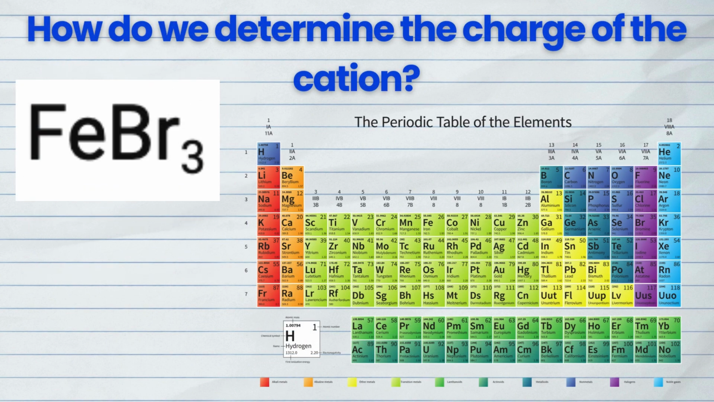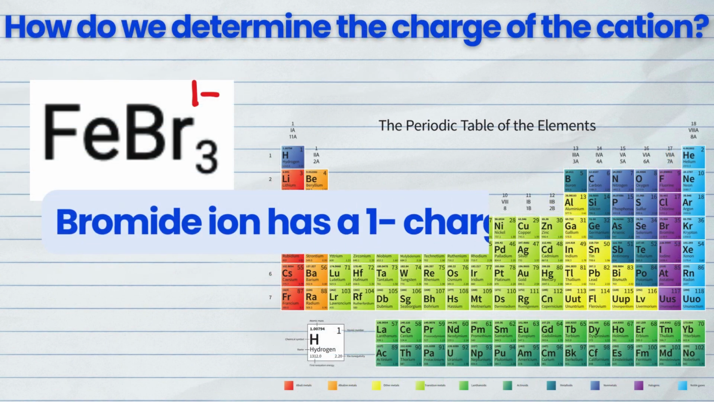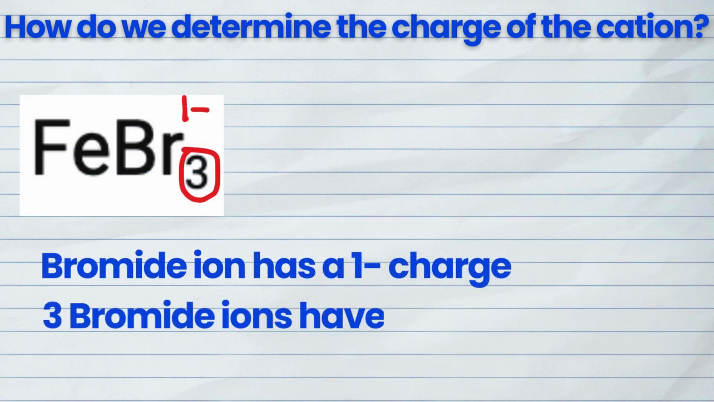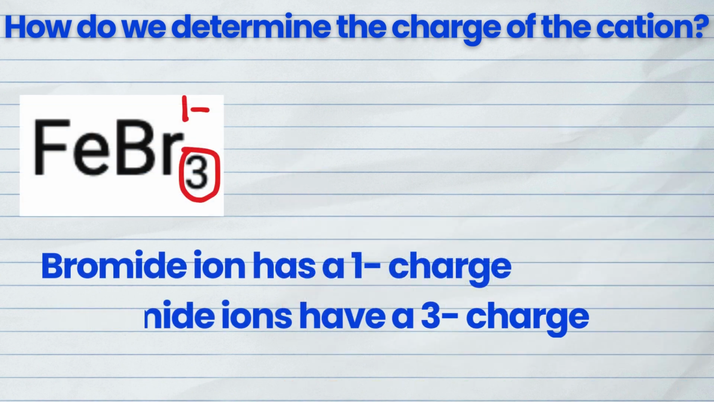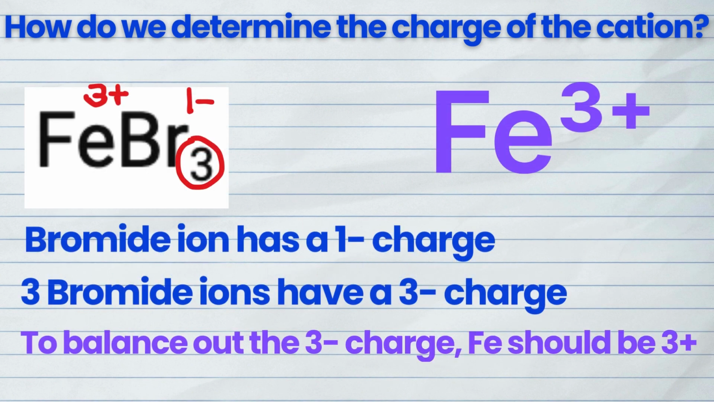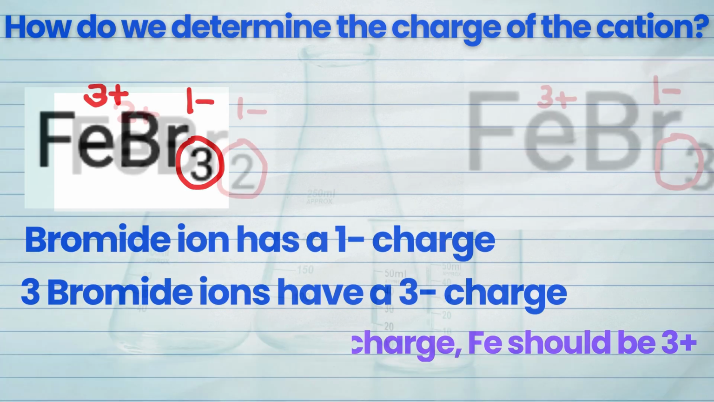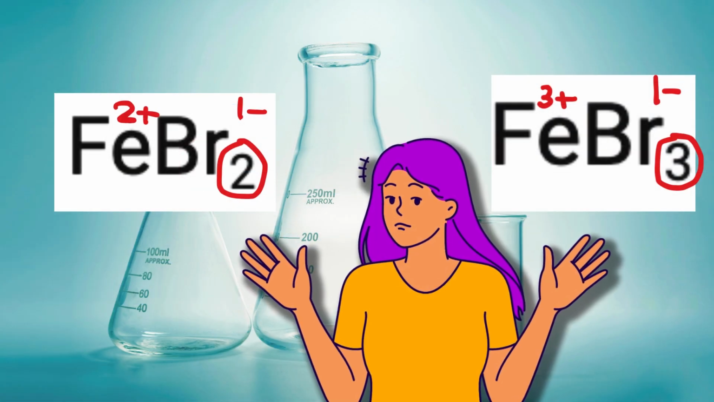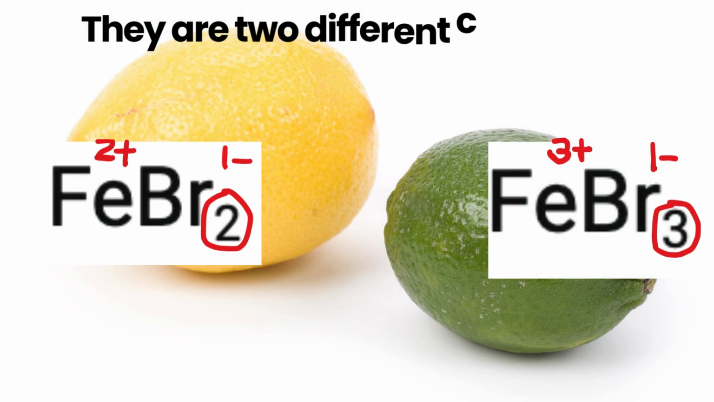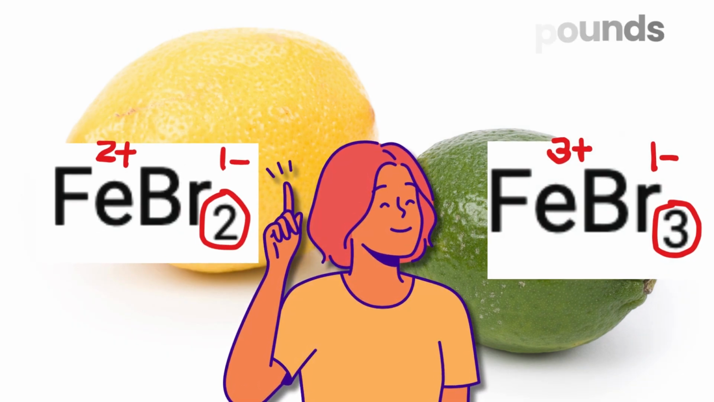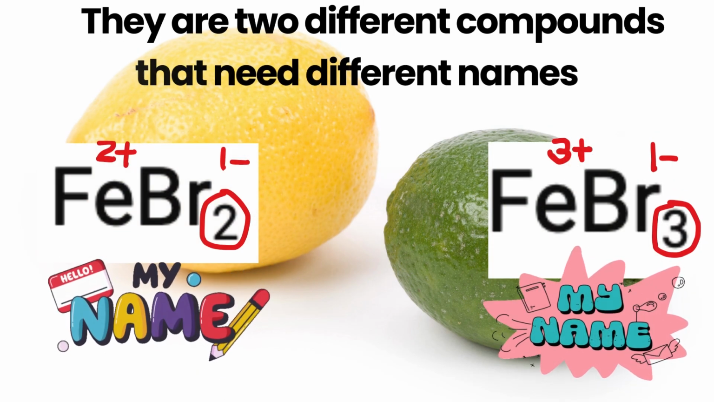Now let us look at FeBr3. Bromide ion has a 1− charge. 3 bromide ions will have a charge of 3−. To balance out the 3−, Fe should be 3+. FeBr2 and FeBr3 are 2 different compounds that need different names.